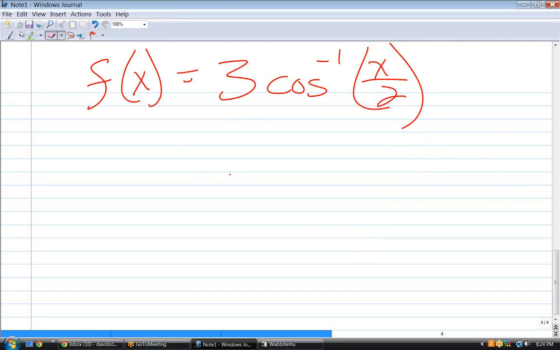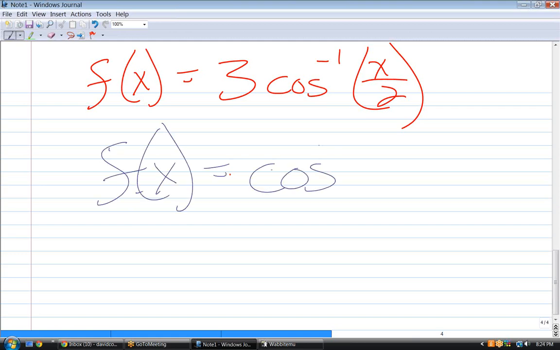Okay. Let's talk about this. What's the domain of this? That would be negative, or would that just be 0 to 1? Negative 1 to 1. No. What's the range of it?